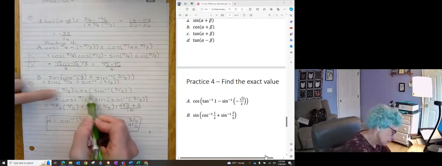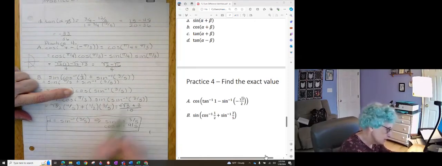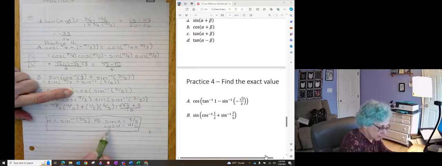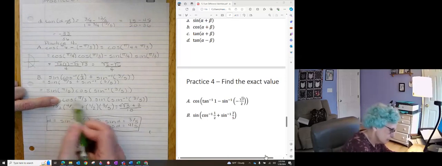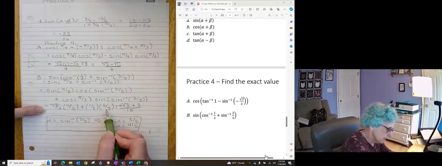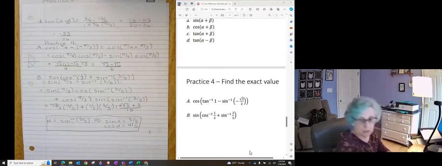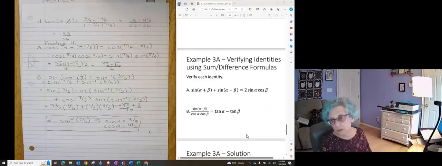So we have sine of pi over 3, which is easy. Cosine of inverse sine of 3 over 5 means cosine of this alpha here, which is equal to inverse sine of 3/5, so it's 4/5. Then cosine of pi over 3, and then sine of inverse sine of 3/5 is just 3/5. So you had to really work at that one.